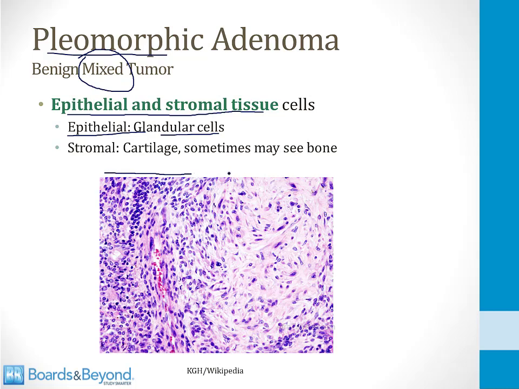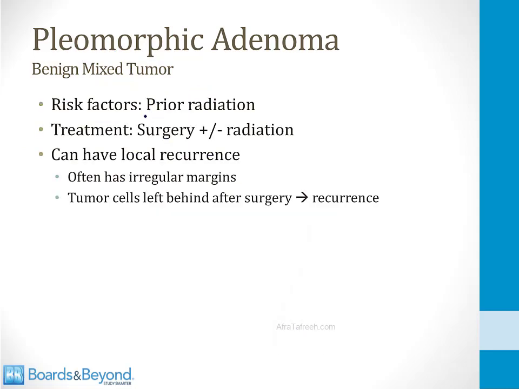On the right side of this picture there are nuclei that are further apart with lots of tissue between them. Those are stromal cells. They can produce cartilage and sometimes even bone. And characteristically in these tumors you see a mixture of both epithelial cells and also stromal cells. A major risk factor for these tumors is prior radiation to the head and neck. The treatment usually involves surgery plus or minus radiation therapy, and these can have a local recurrence, and the reason is because they often have irregular margins, so the surgeon may leave behind a small bit of the tumor and then that will begin to grow and you will get a recurrence later on.